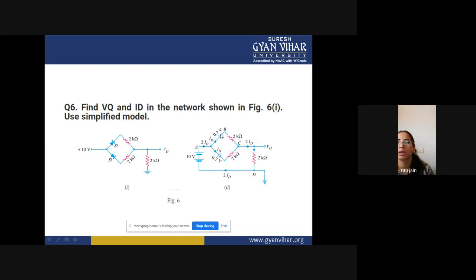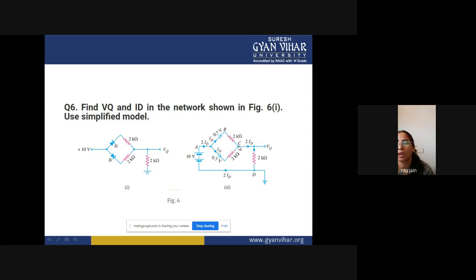Because the voltage, the battery voltage, is the same here, and the resistance is also the same in these two branches, that's why we take equal current dividing here. Now this current is divided into two parts. One is flowing in this direction and another one is flowing in this direction. So the total current is 2ID.